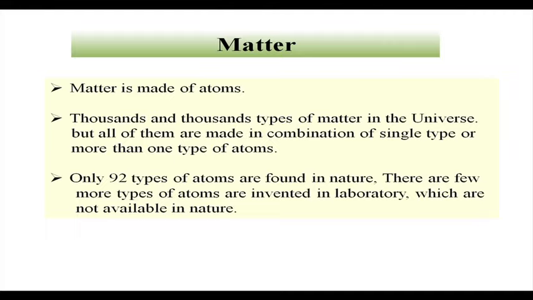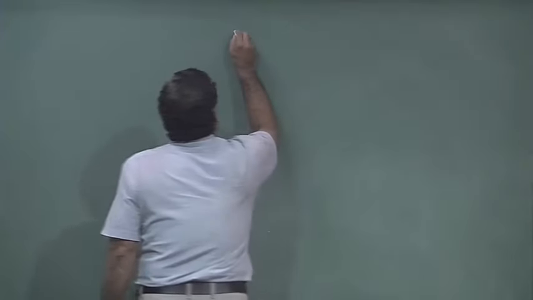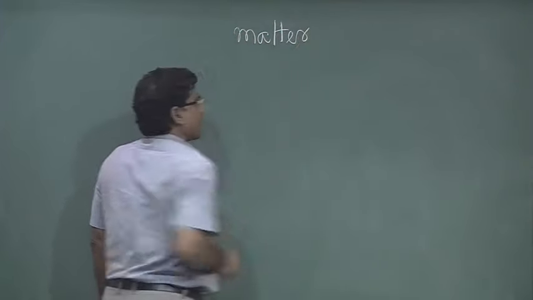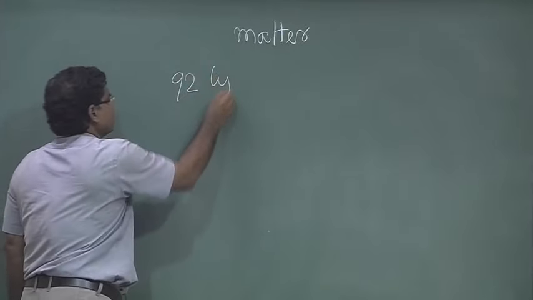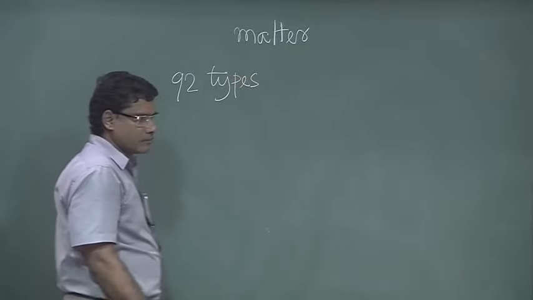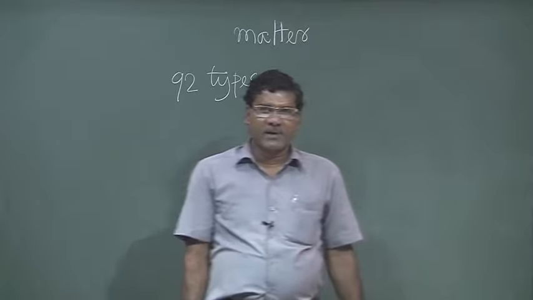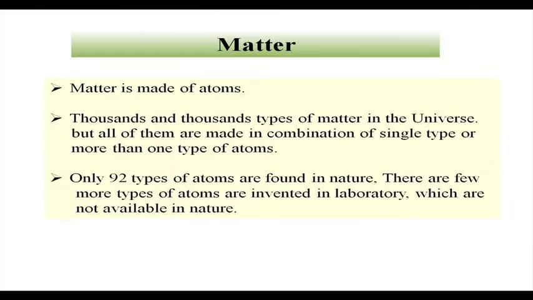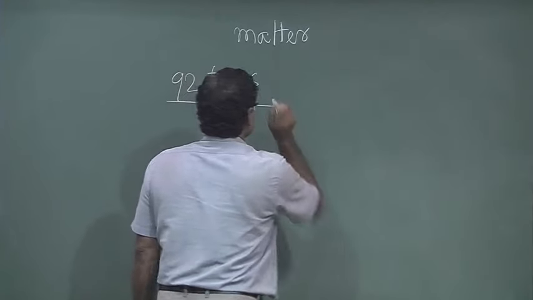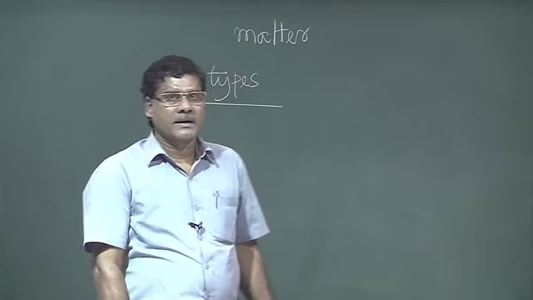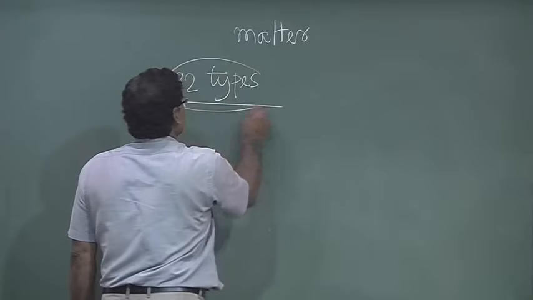You know these thousands and thousands of types of matter in the universe exist, but all of them are made of atoms, either of a single type of atom or more than one type of atoms. And also we know that there are 92 types of atoms found in nature, but there are a few more types of atoms which are invented in the laboratory and they are not found in nature. So whatever matter is found in nature is made of mainly these 92 types of atoms.